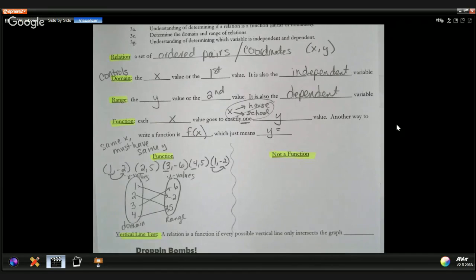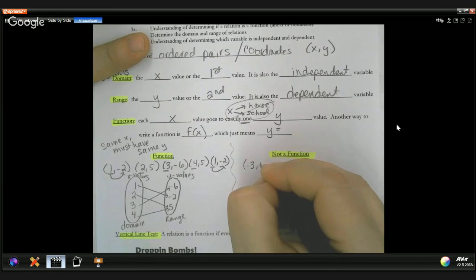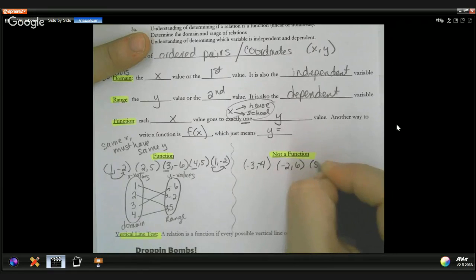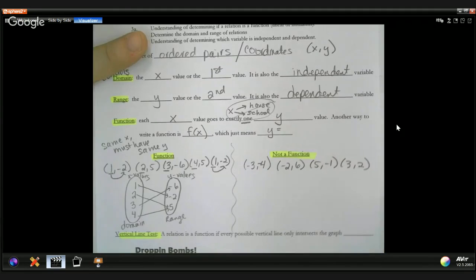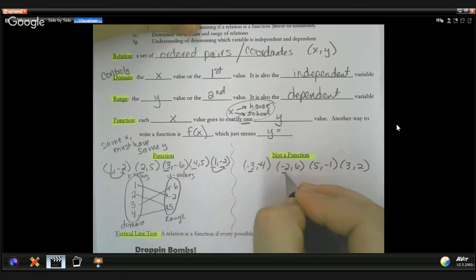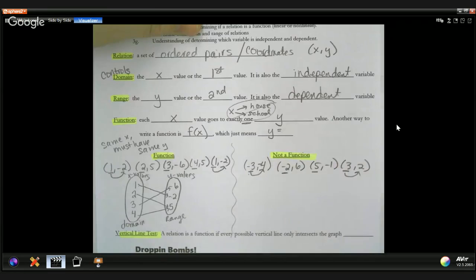Okay, so now let's look at a non-function. -3, -4, -2, 6, 5, -1, and 3, 2. So again, you look at your x's. Oh, and I see some common x's. I have -3 going to -4 and 3 going to 2.